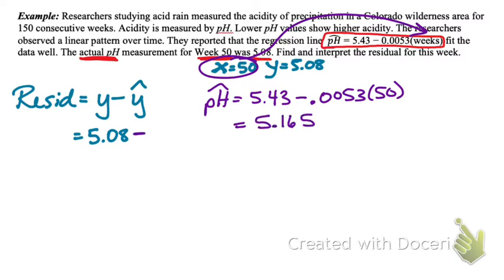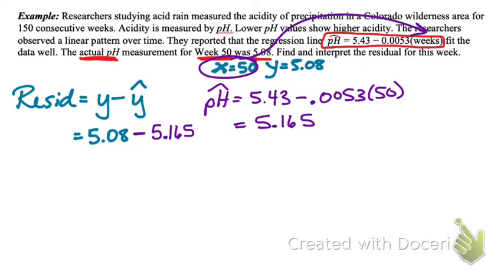Now if I look at these two numbers, the actual Y value is 5.08. The predicted Y value is 5.165. You can see that the predicted amount is higher than the actual amount. So that means my actual data value is lower, or under the line of best fit.